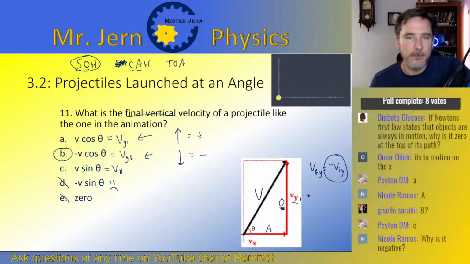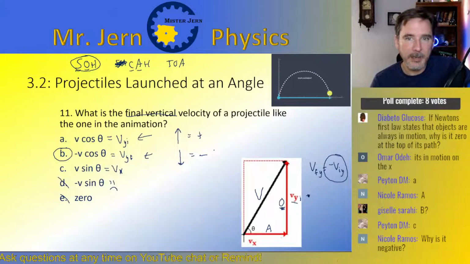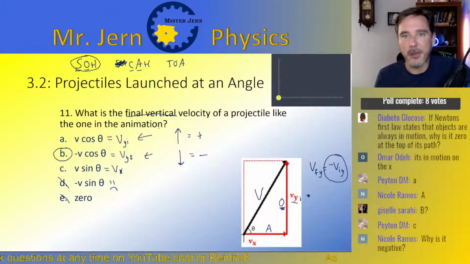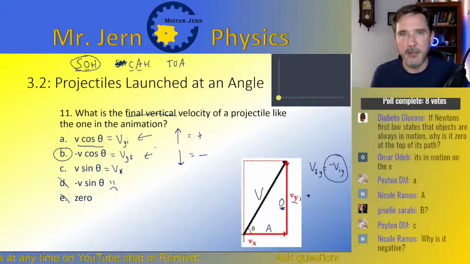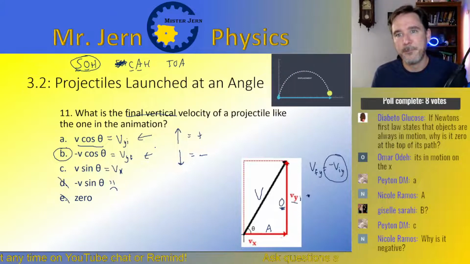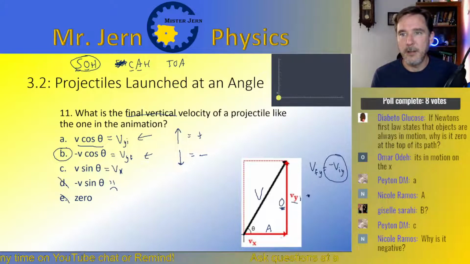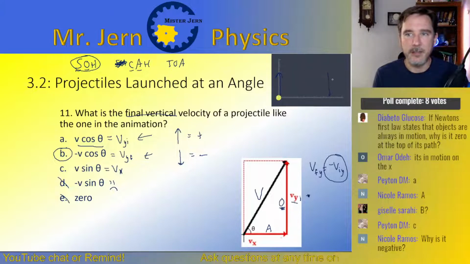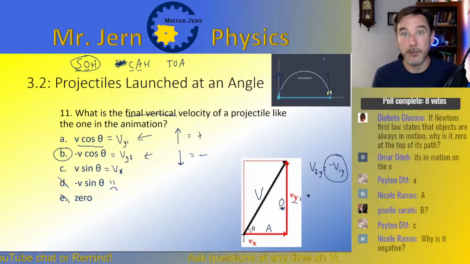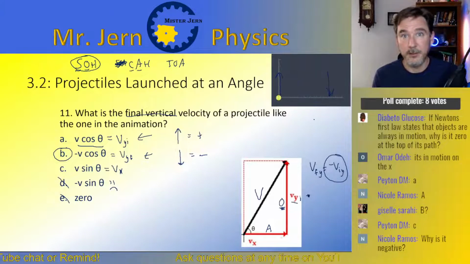So, do you need negative V cosine theta? Probably not, because you've probably already solved VIY by taking the positive of it, and you just need to take the negative of the number. Negative indicates that it's going downward. Like I said, up here, the initial velocity is positive, and down here, the final vertical velocity is negative. So that's why it's negative.